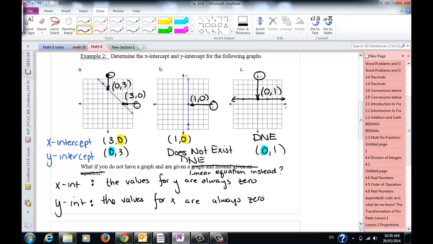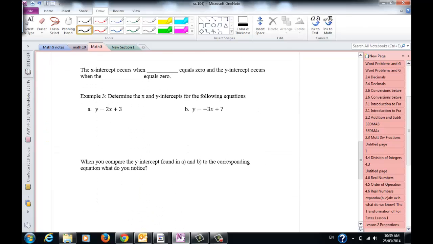The values for x are always 0. And this means that when I have a linear equation, I can always substitute x equals 0 and find the rest of the ordered pair for whatever the value of y is. And we're going to conclude that now. The x-intercept occurs when y equals 0. The y-intercept occurs when x equals 0.